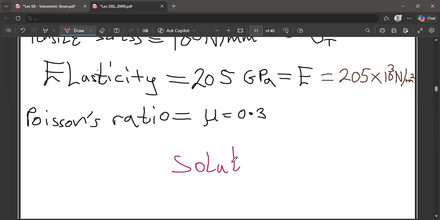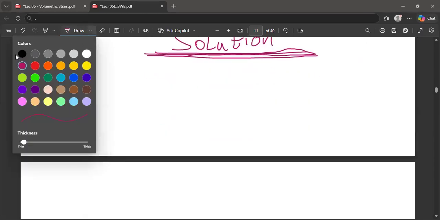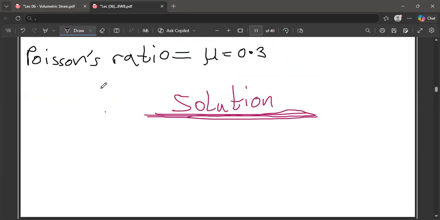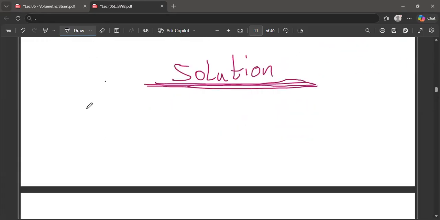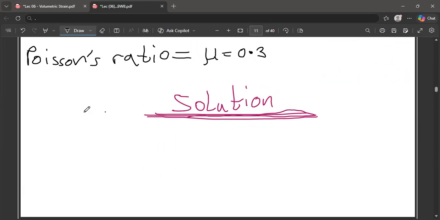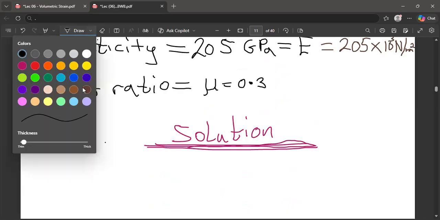So this is my solution. Okay, good. So from the solution, we have to calculate for the volume of the bar. This time it's no more area. So we have to do the volume of the bar. The volume of the bar is actually the area times the length. So first of all, we have to calculate for the volume of the bar.